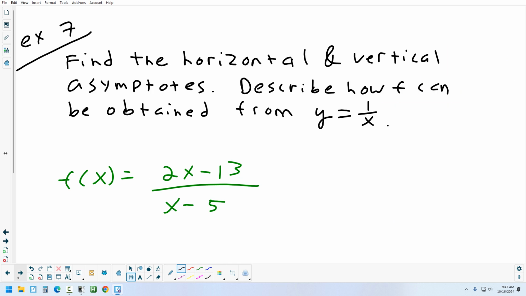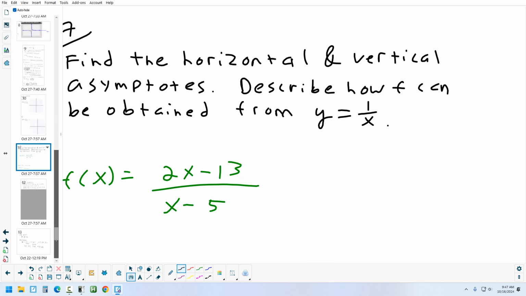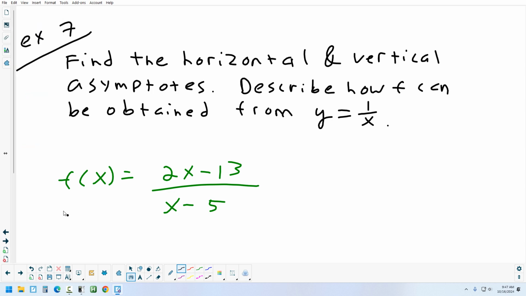Okay, so this one says find the horizontal asymptotes and then describe the transformations. Just in case we need a refresher on transformations, let me write something kind of generic here.